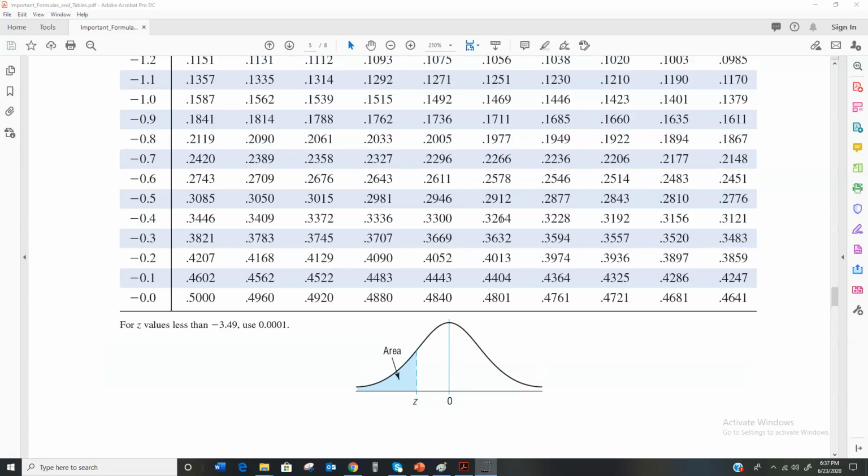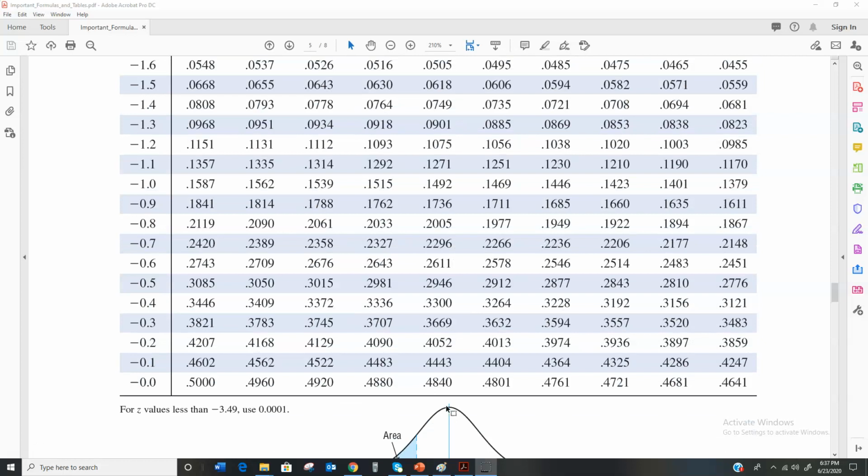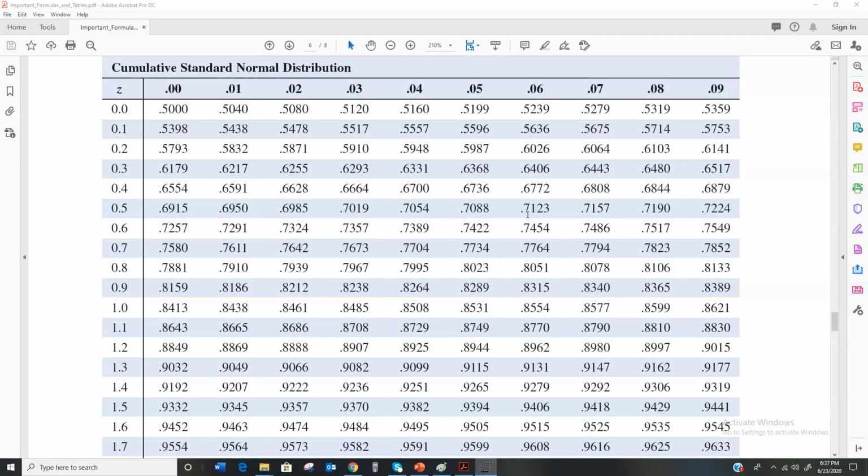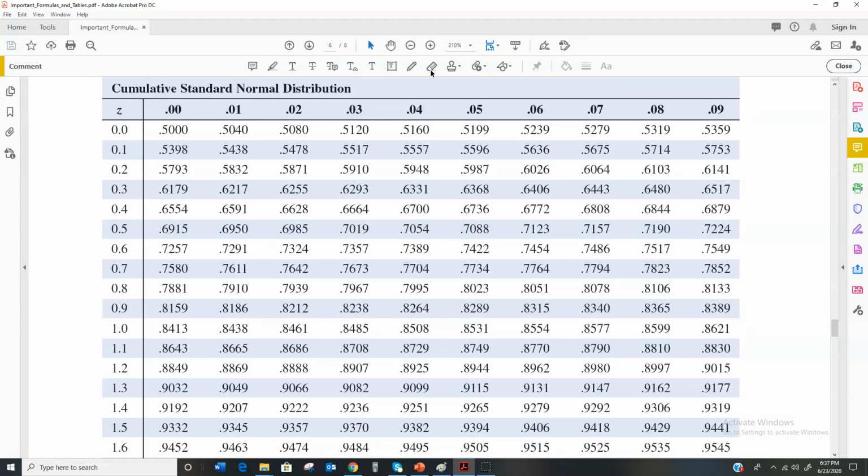Well, nothing down here is going to be that big because this is all negative. So from the middle down is going to be all 50% or less. So we're going to go up here. Again, we're looking for 0.7123. And that's right here. This is the one that we got, 0.7123, so we have to go out and see what z value that is. If we follow that out, we can see that that's a z of 0.56.